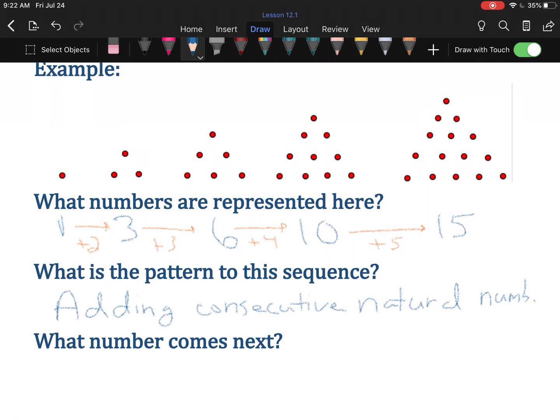So what will we add next? 6. If I'm adding 6 to 15, what number would be represented next? 21.